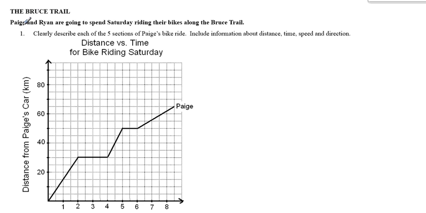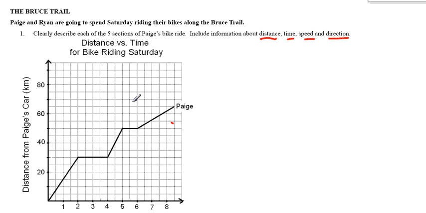So here's what it says. It says, Paige and Ryan are going to spend Saturday riding their bikes along the Bruce Trail. And the first thing says, clearly describe each of the 5 sections of Paige's bike ride. Include information about distance, time, speed, and direction. So I need to remember to always be referring to distance, time, speed, and direction.